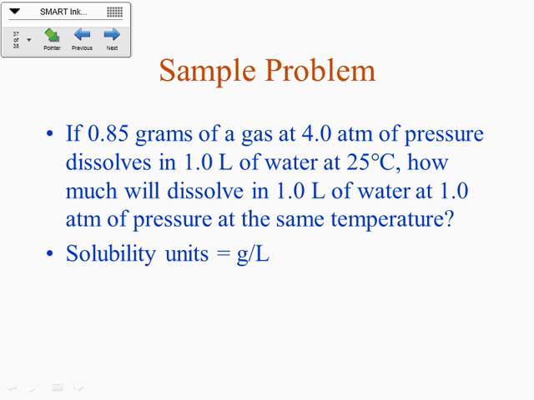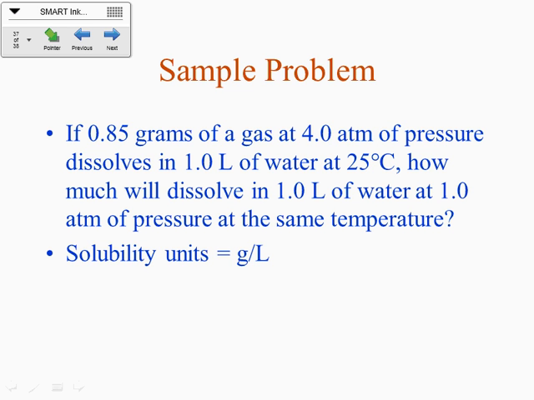You have these on your sheet? Yeah. Okay. So in this example, it says if 0.85 grams of a gas at 4.0 atmospheres of pressure dissolves in 1 liter of water at 25 degrees Celsius, then how much will dissolve in 1 liter of water at 1 atmosphere of pressure at the same temperature? That's a lot of numbers.